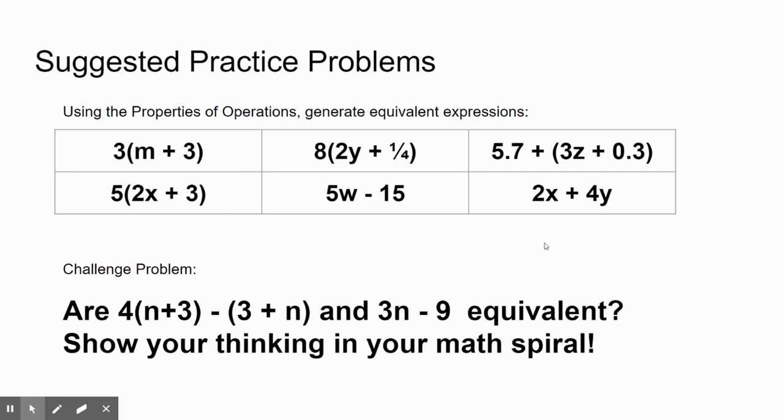The last 2 there, the 5w minus 15 and the 2x plus 4y, you might have to do the distributive property backwards. Subtle hint. There's also a challenge problem there. That one's similar to our example problem, just a little bit more in depth. Again, you're actually going to use multiple properties there, if you think about it. So, good luck.